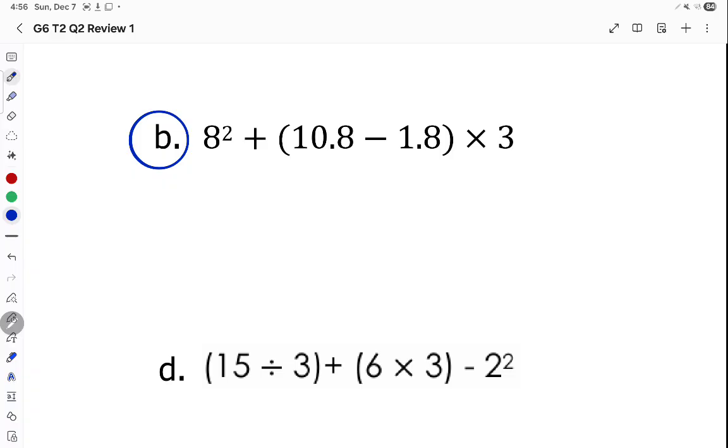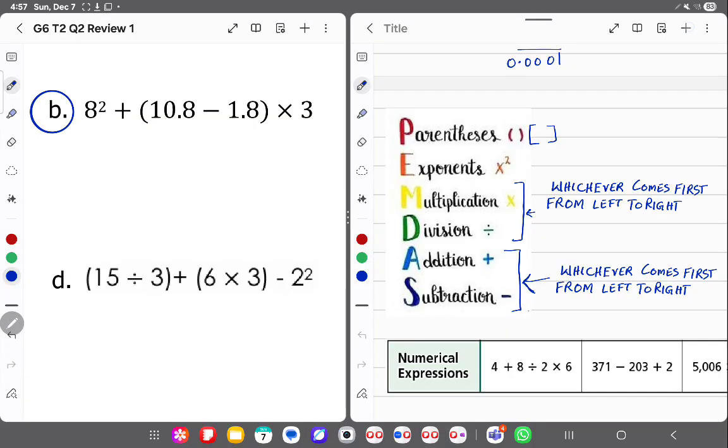As you can see in this numerical expression, you have addition, subtraction, parenthesis, exponent, times. So what are we going to do first? In this case, there is a rule that we follow. On the screen on the right hand side, it shows you the rule. It's called PEMDAS, where P stands for parenthesis or brackets, then exponents, multiplication, division, addition, and subtraction.